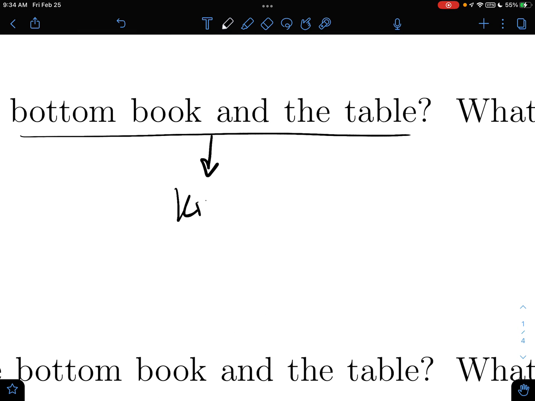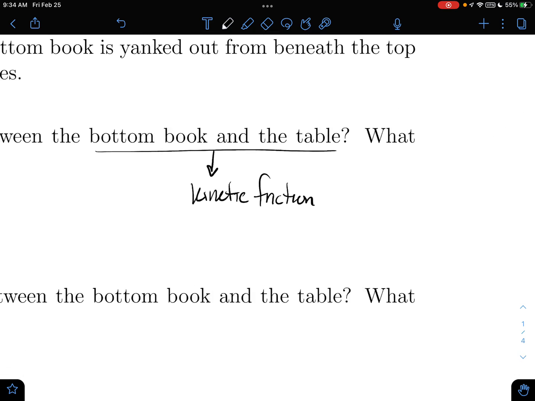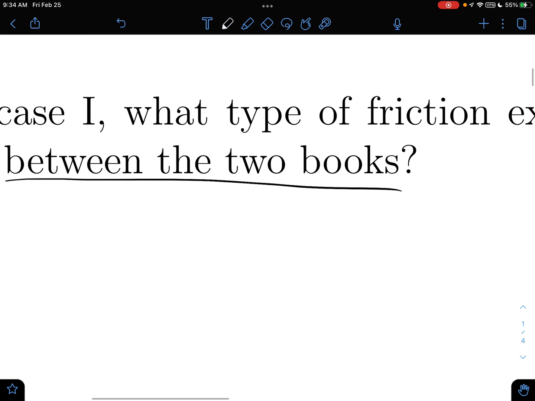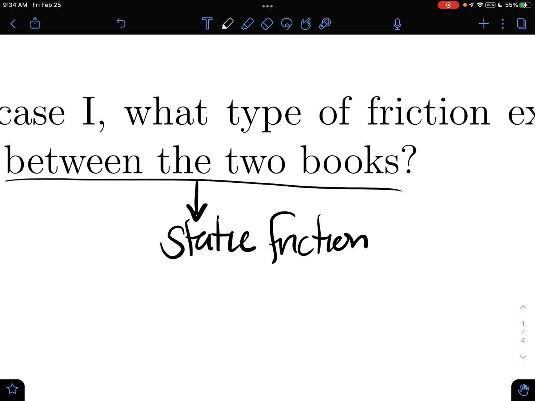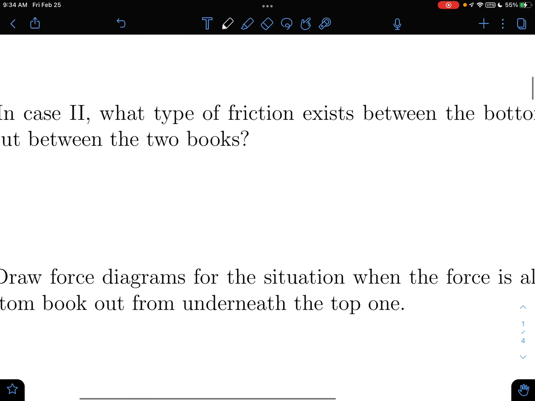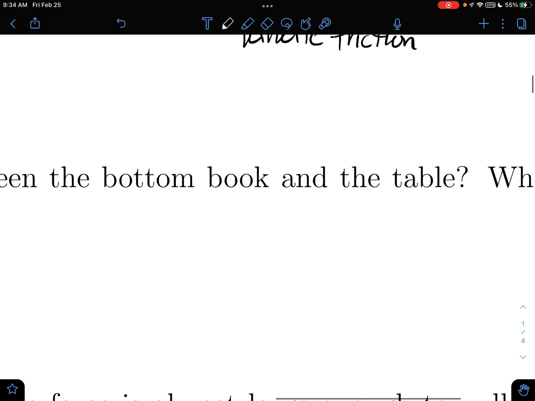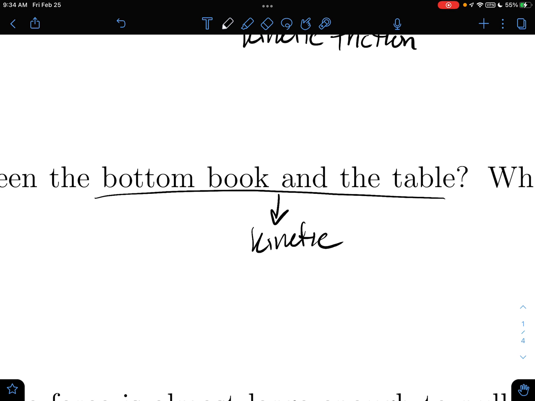If the bottom book is accelerating on the table, then between the bottom book and the table, that's going to be kinetic friction, because the book is moving relative to the table. And between the two books, they're not moving relative to each other, they're moving together. So that's going to be static friction. And now in case two, between the bottom book and the table, the bottom book is moving relative to the table, so it's going to be kinetic again.